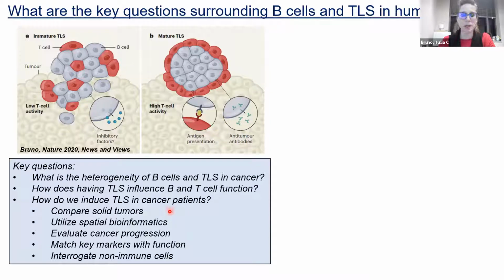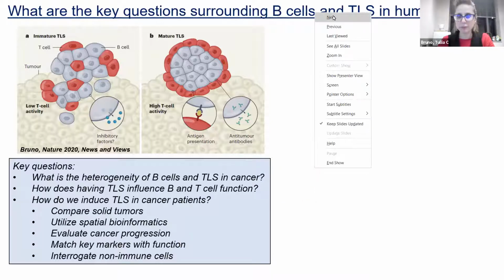So we compare multiple solid tumors in order to get at this question. We're utilizing spatial transcriptomics. We're looking at cancer progression, so what happens earlier on before cancer develops, particularly in the setting of lung cancer. We're matching key markers and function together for B cells and tertiary lymphoid structures, and we're interrogating non-immune cells in the tumor microenvironment and how those might influence TLS function.